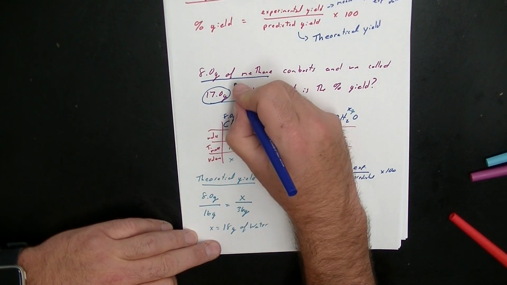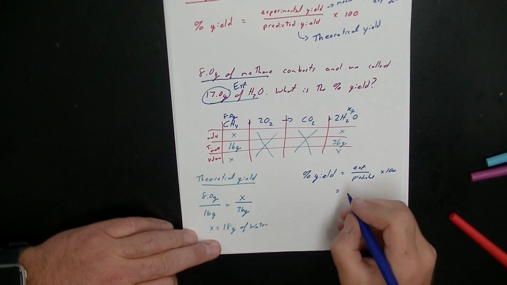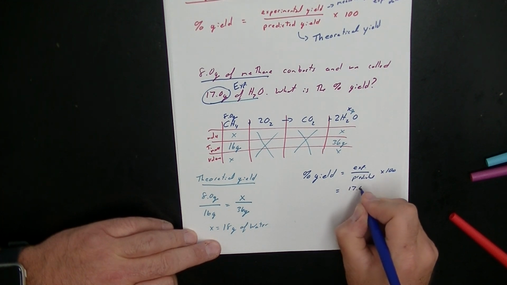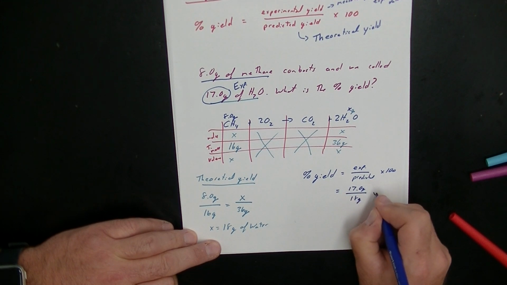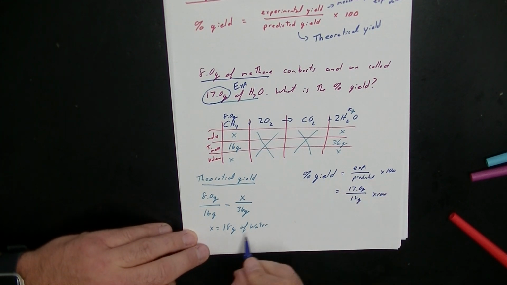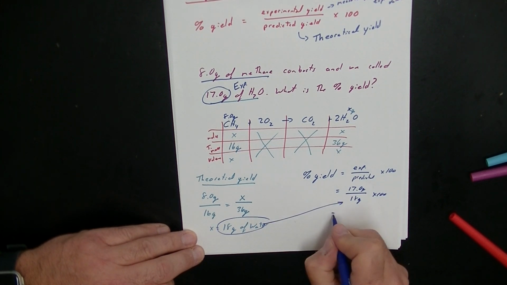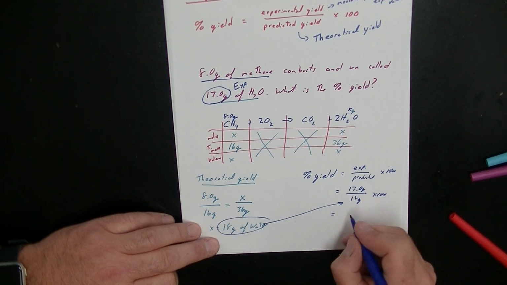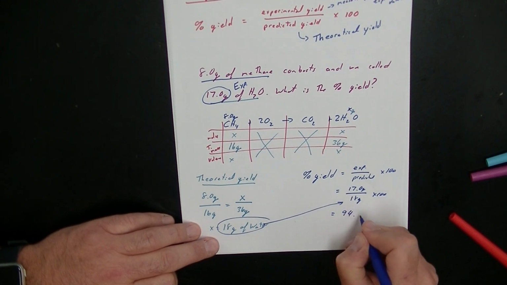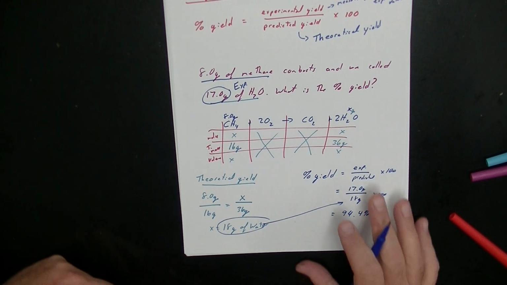So our experimental yield is what we got when we actually did the reaction. That goes on top. Predicted yield is our theoretical yield. That goes on the bottom. When we do that math, we get 94.4%.